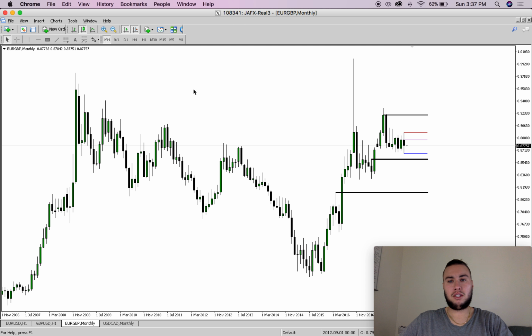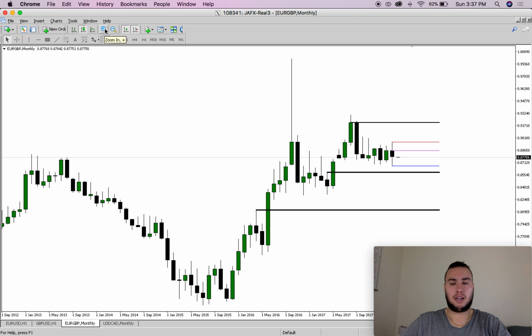I haven't talked about this in any of my videos yet, but I look at, oops, spilled some of my water. I use EURGBP to basically determine the direction of the major that I want to trade. So if you look at EURGBP, it's the euro against the British pound. So the crosses can help influence your direction on the majors.